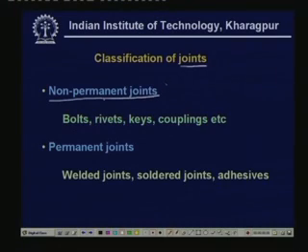There are various joints available which are non-permanent type. One is the bolted joint. Bolt, it looks like, all of you know.